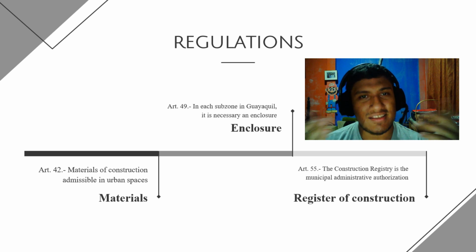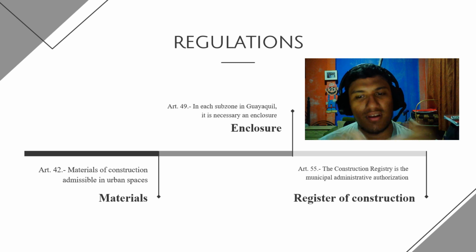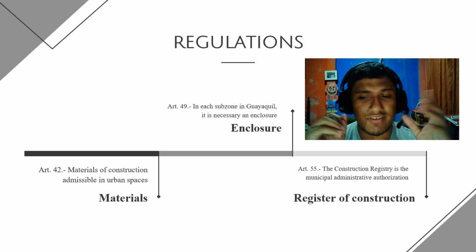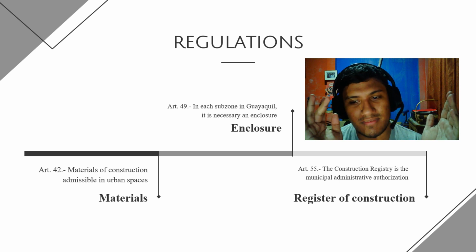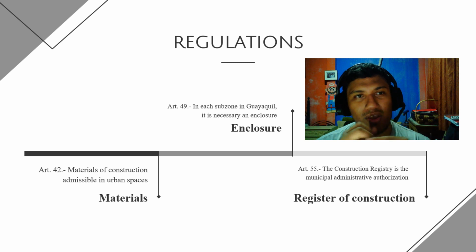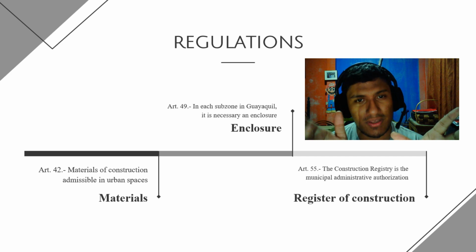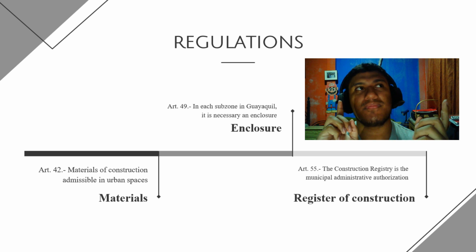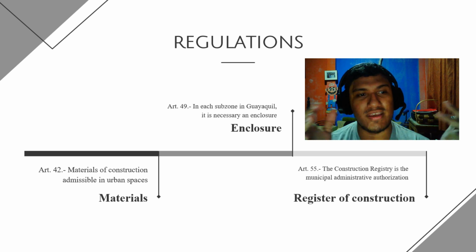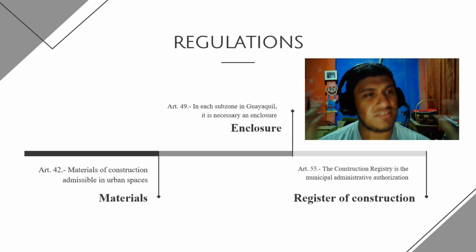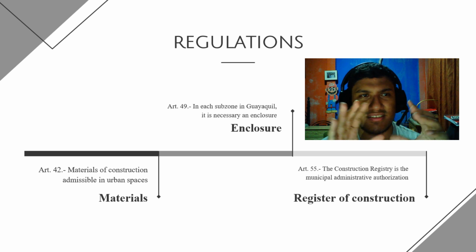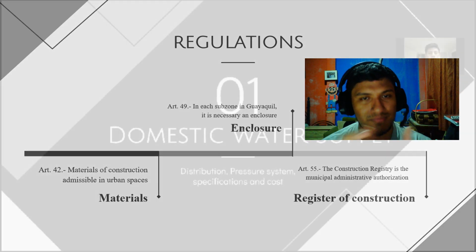And lastly, we have the register of construction. In Article 55, the construction registry is the municipal administrative authorization, which requires some documents for the construction of our building, detailing the number of floors and the plans themselves that we have to consider, among other things. And lastly, we have the plans, which are just design considerations about how to present them.